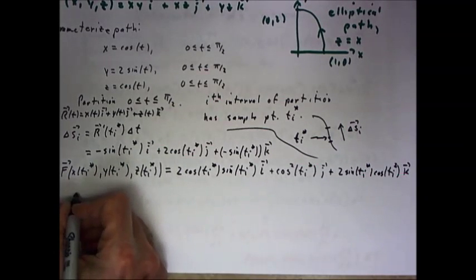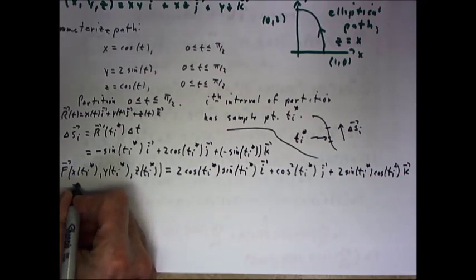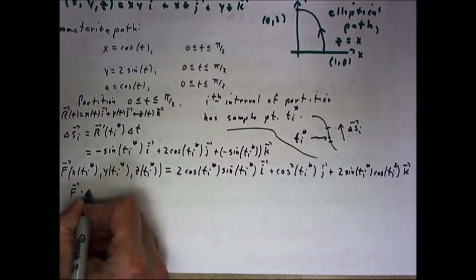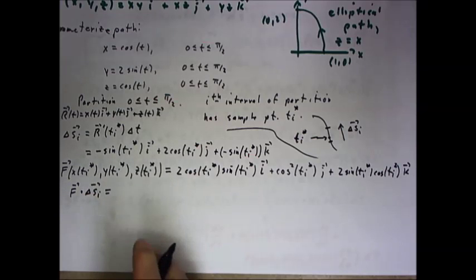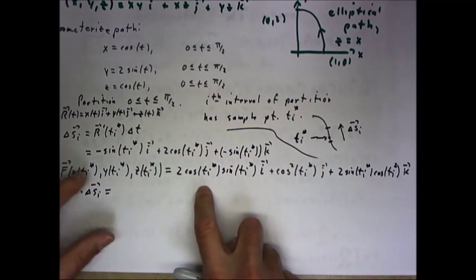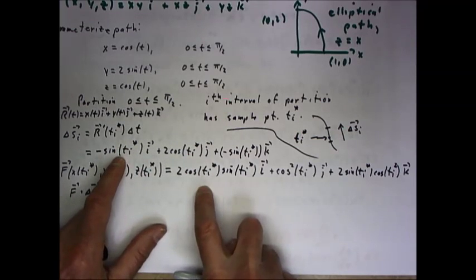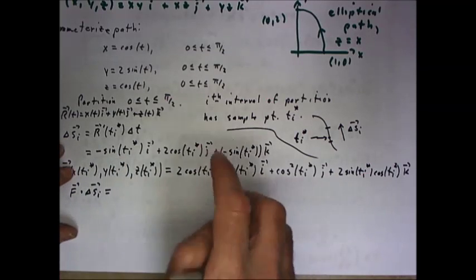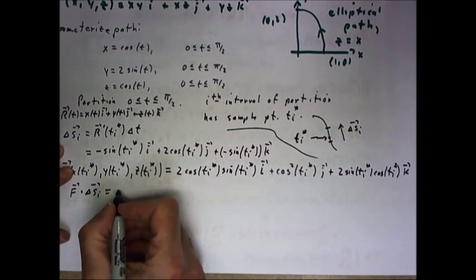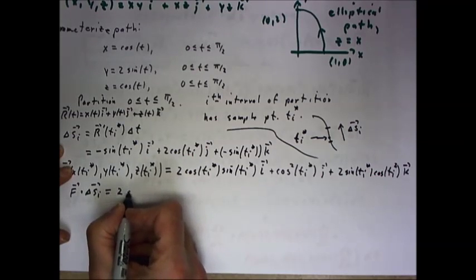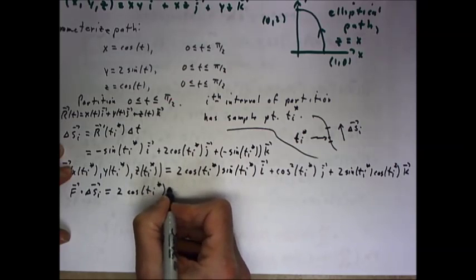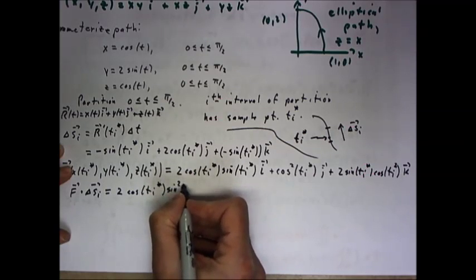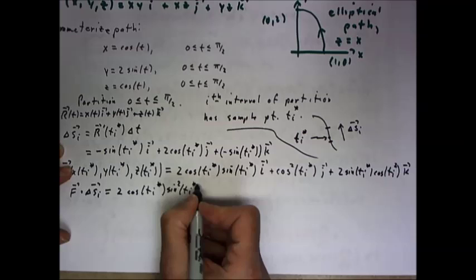From this, it's easy to see then that f dot delta si is what? I component times I component, the sine of ti star times 2 cosine ti star sine ti star, and that's going to be then 2 cosine of ti star sine squared of ti star.